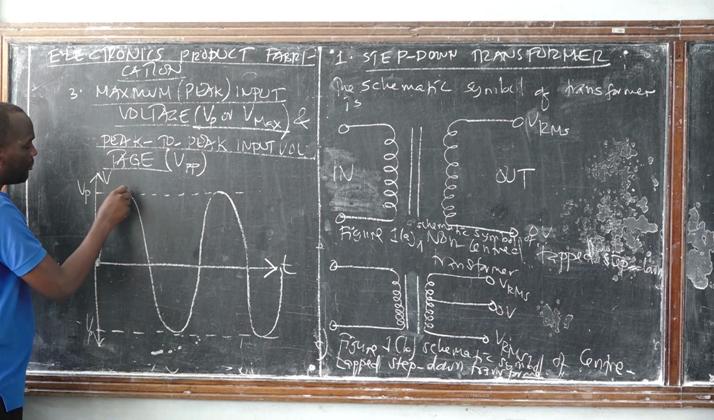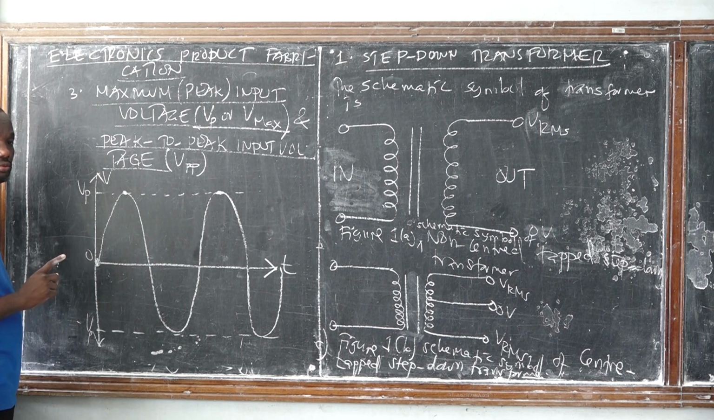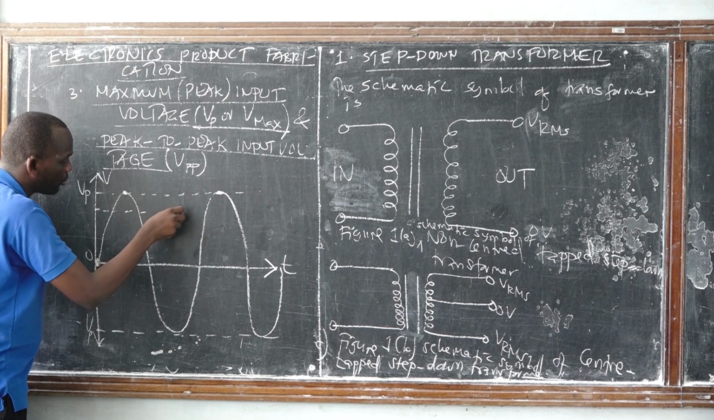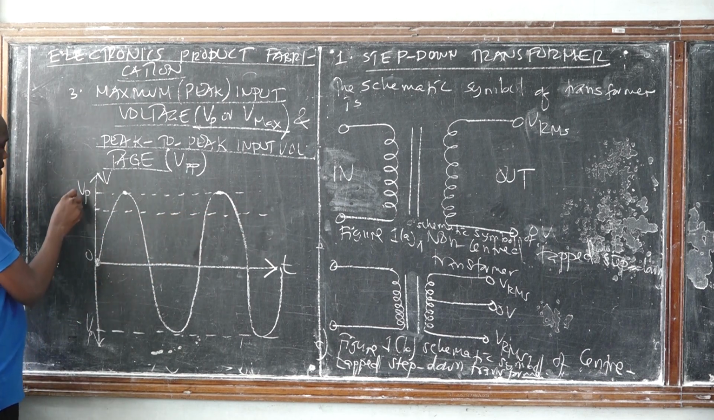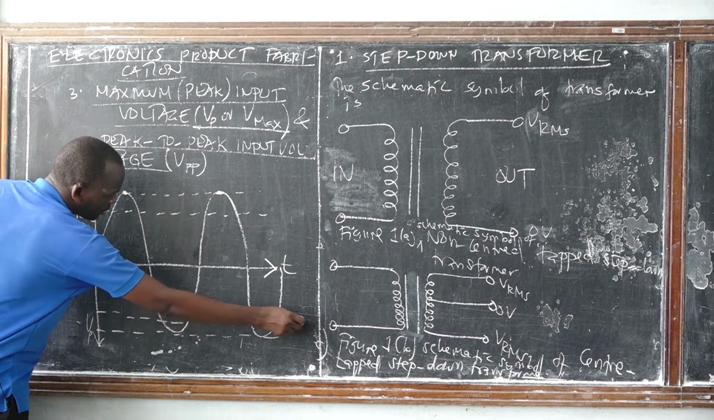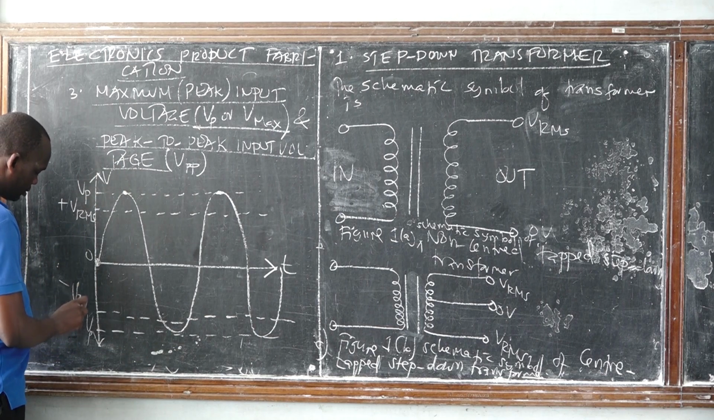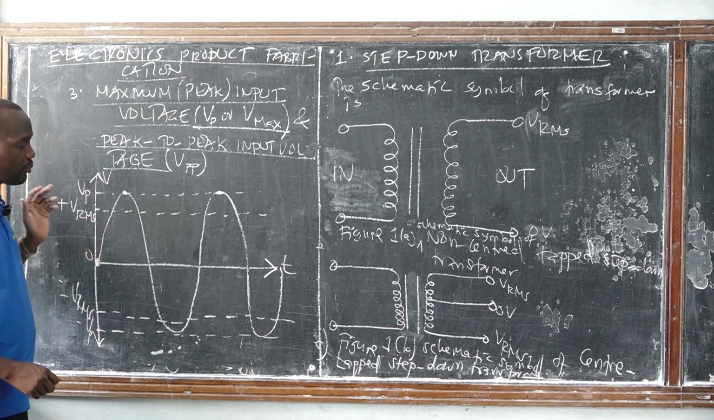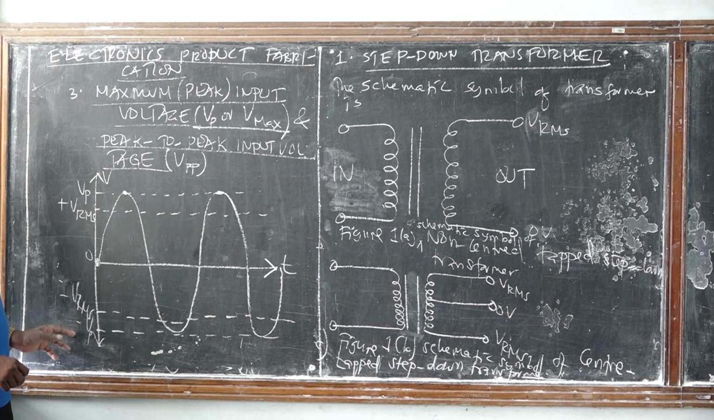So this is V maximum. The V maximum is only a single value. Then here we have the positive root mean square voltage, V root mean square, positive. And here we have the negative root mean square voltage. So 220 up to 240 is root mean square voltage. It's not maximum voltage or peak voltage.